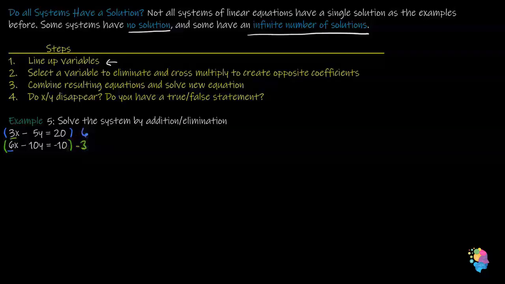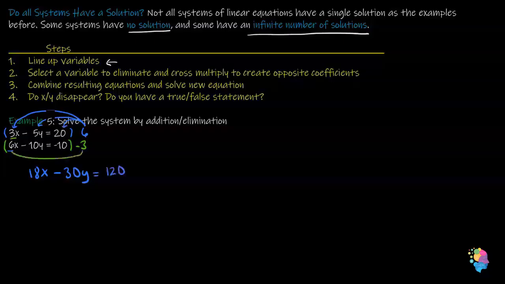Okay, so let's multiply. I have 6 times 3, that's going to be 18x's. And then 6 times -5, that's going to be -30y's. And then I multiply 6 times that 20, that's going to equal 120. We try the same with the second equation.